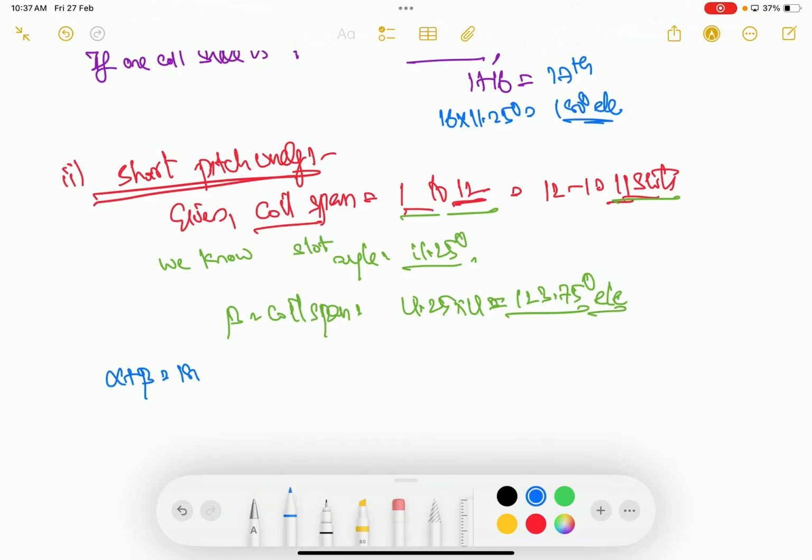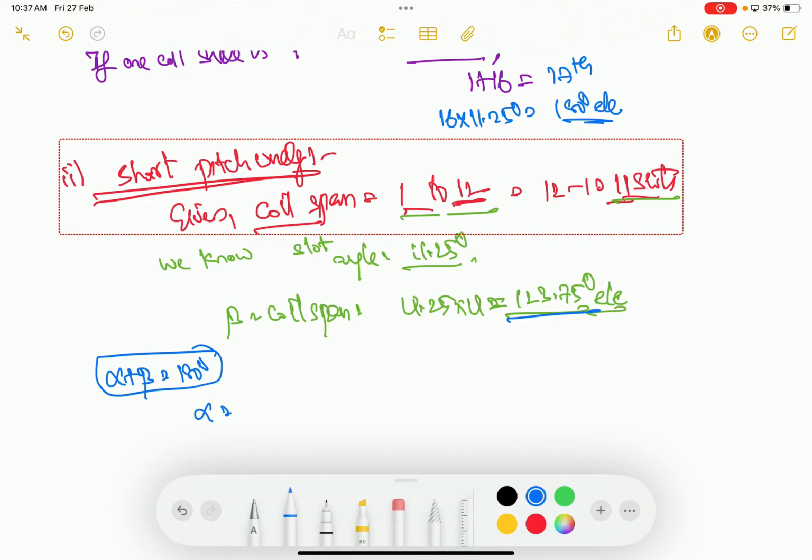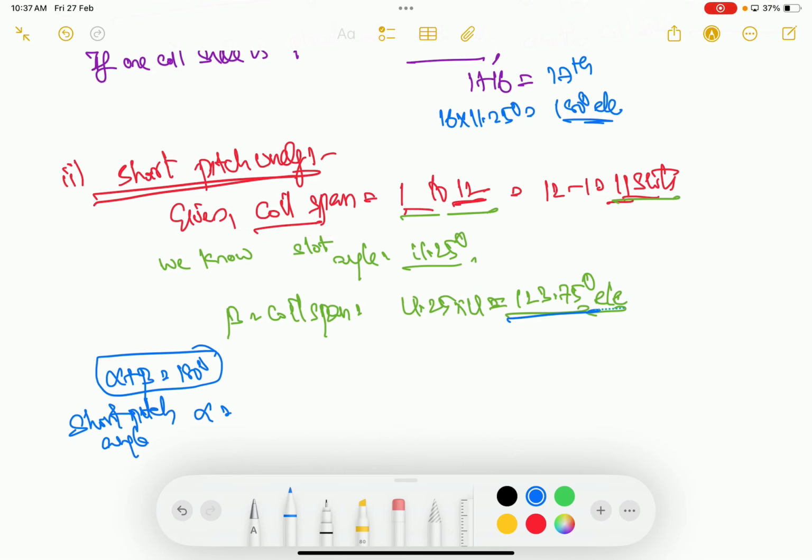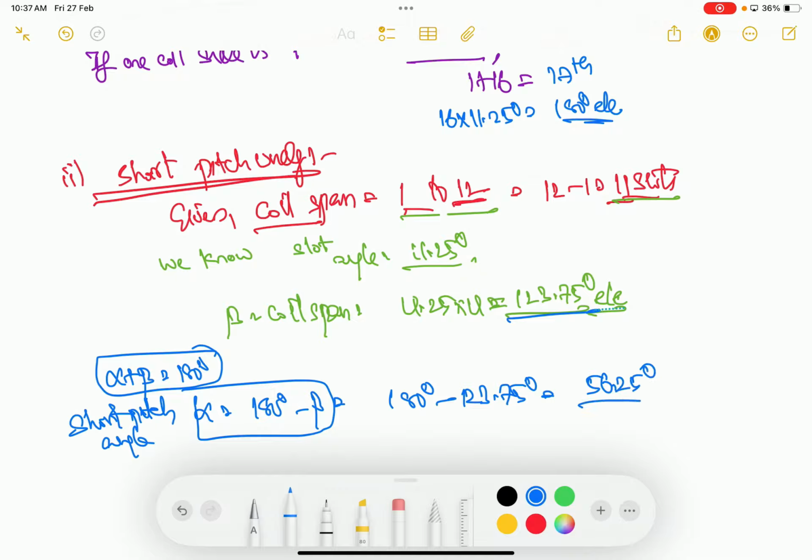Alpha plus beta equal to 180, and we got this beta as 123.75. Can I rewrite what alpha is here? Short pitch angle equals 180 minus beta. So 180 minus 123.75 equals 56.25. This is alpha. I hope whatever values you have given, accordingly I am just substituting and finalizing these things.